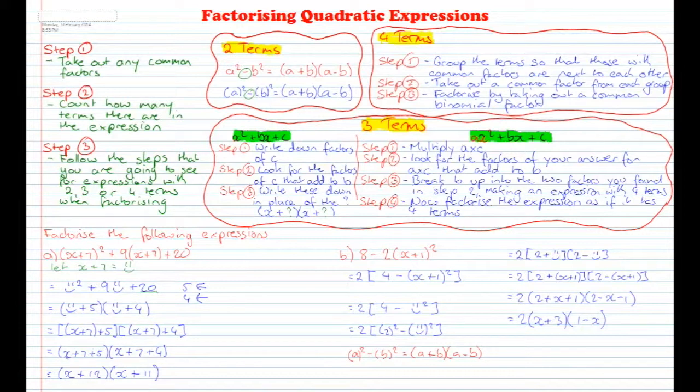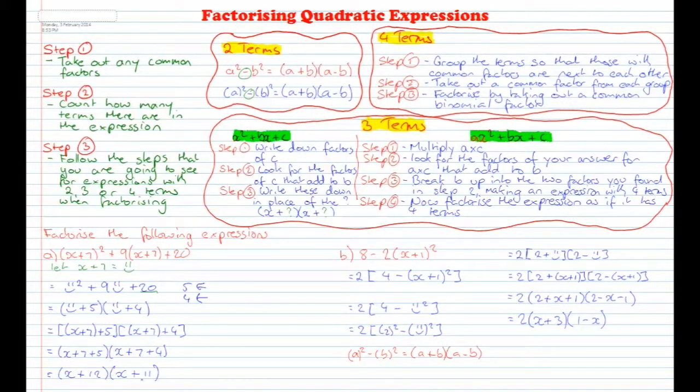Expand the brackets now, you get x plus 7 plus 5 and x plus 7 plus 4. 7 and 5 combine together to get 12, so you get x plus 12, and 7 and 4 combine together to get 11, so you get x plus 11. And there you have it. The factorized form of this becomes x plus 12 times x plus 11.